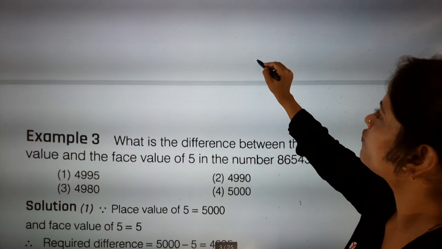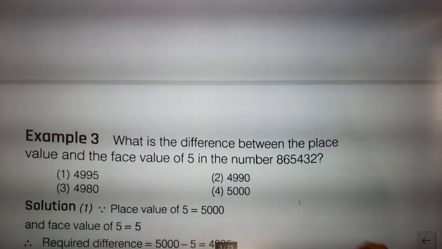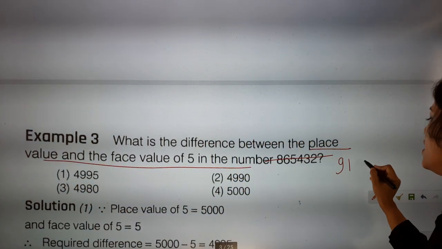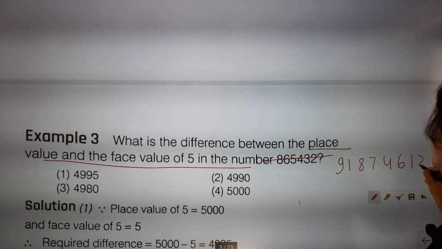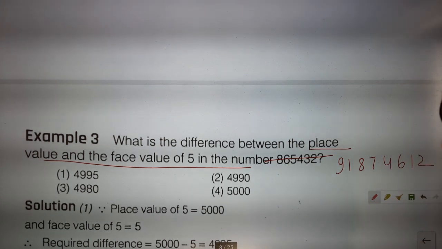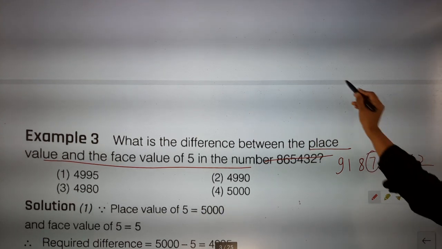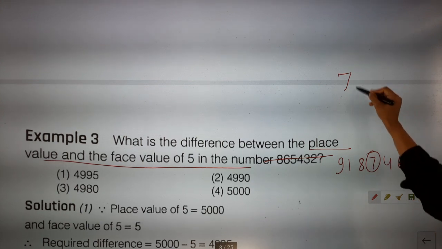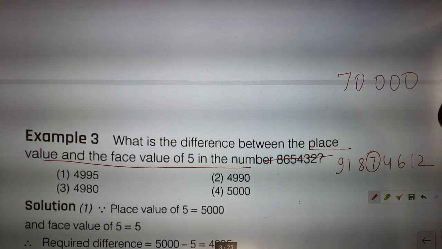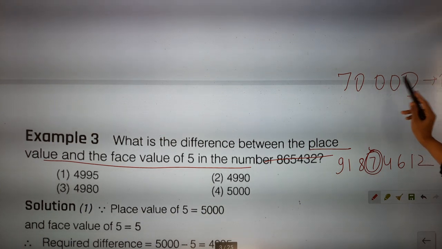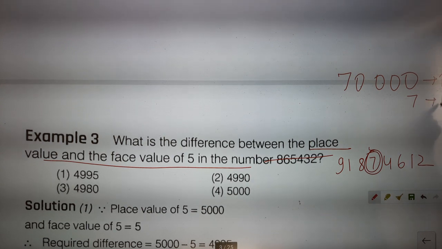Another question: what is the difference between the place value and the face value of, if I change this number, 91874612. If they ask what is the difference between the place value and face value of 7, then what will you write? First you will write 7 and then 4 zeros. And what is the face value? The face value is the number itself. So you will put 7. So place value is 7 followed by 4 zeros, and face value is the number itself.